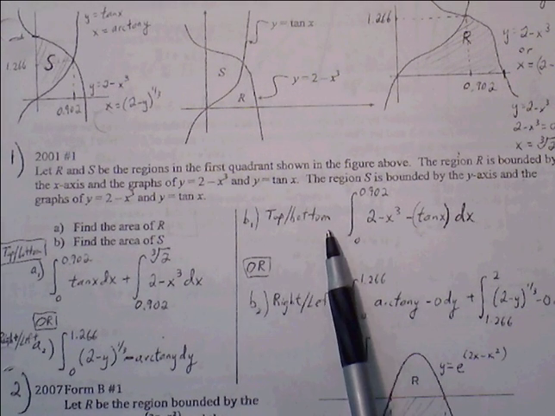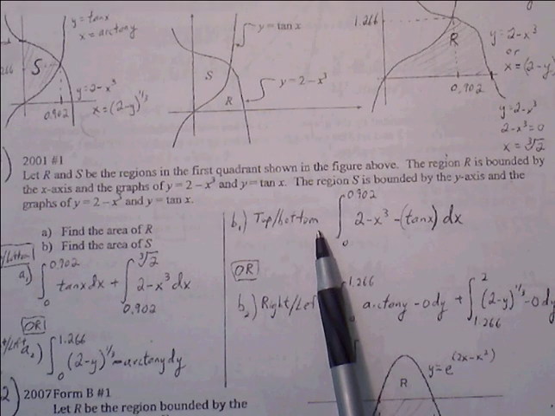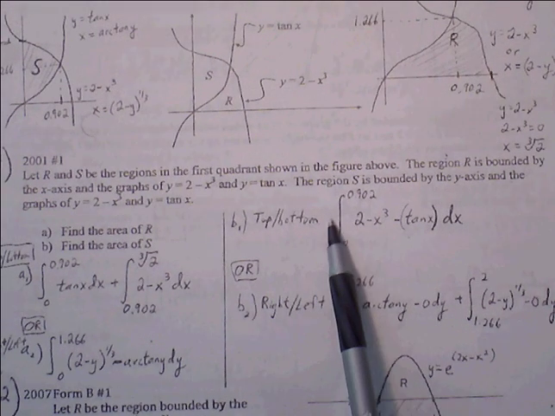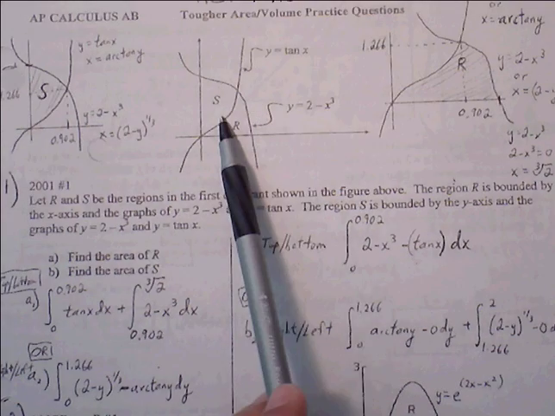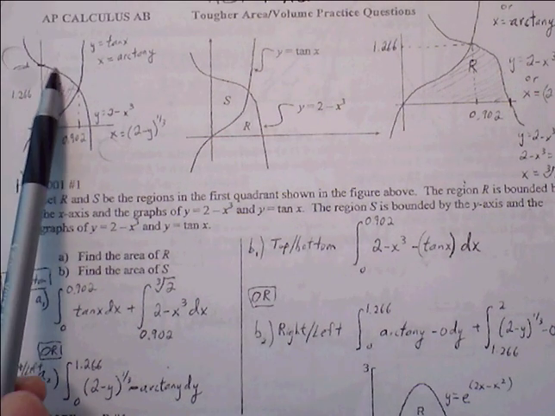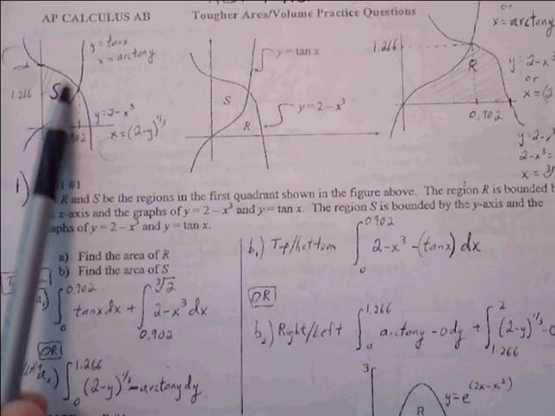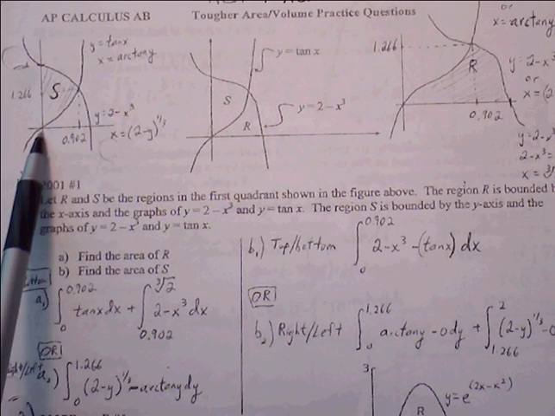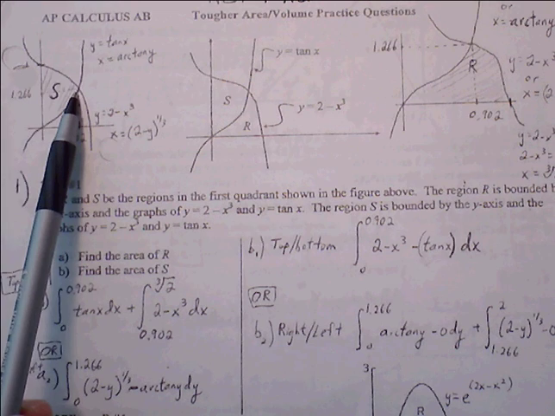Okay, part B, if we want to find region S, this region here, we can do top minus bottom. If we do top minus bottom, it'll be this curve, which is the 2 minus x cubed, minus the bottom curve, which is the tangent of x.